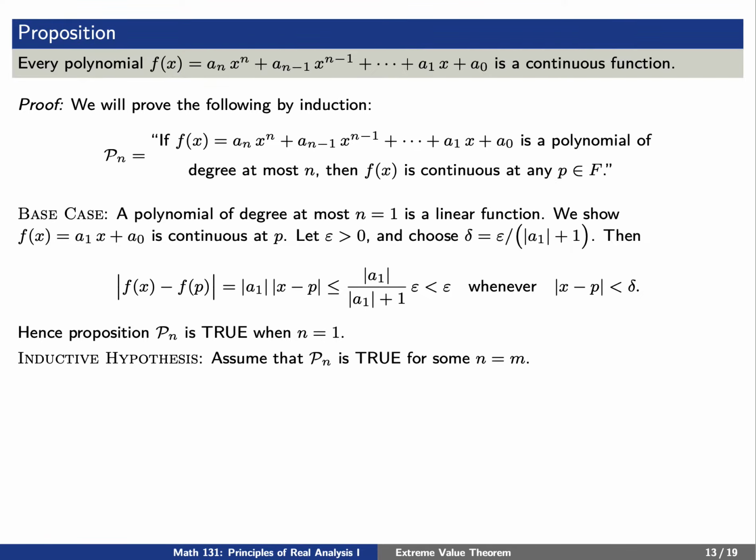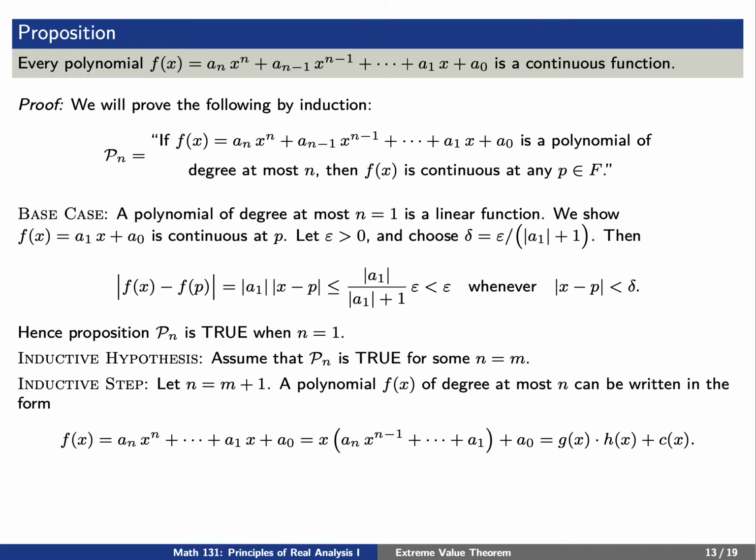Let's assume our inductive hypothesis that statement p sub n is true for some n equals m. And for the inductive step, let's take a look at n is m plus 1. Well, any polynomial of degree at most m plus 1 can be written in the form you see below, where we can actually write this as x times a polynomial of degree m plus some constant a0. We'll denote g of x as this polynomial x, h of x as this polynomial of degree m, and c of x as this constant.